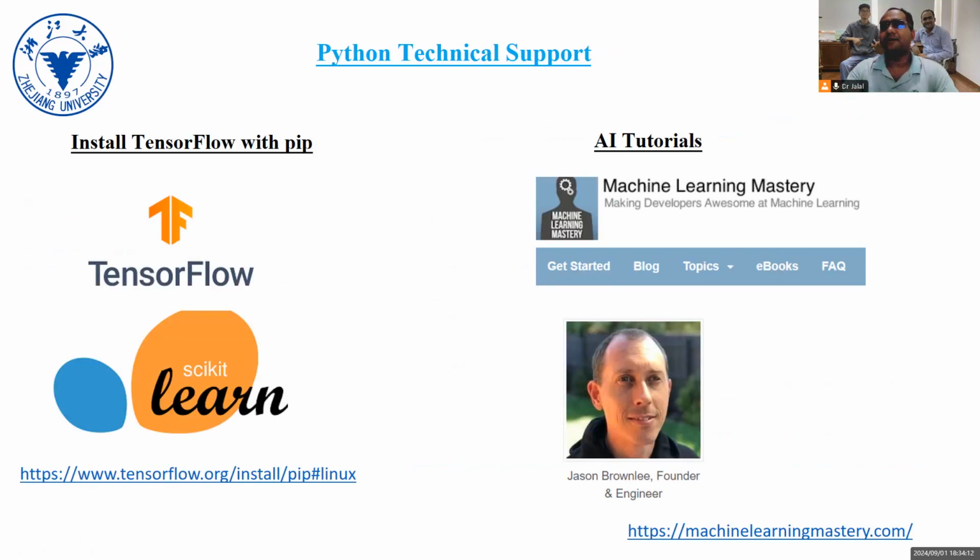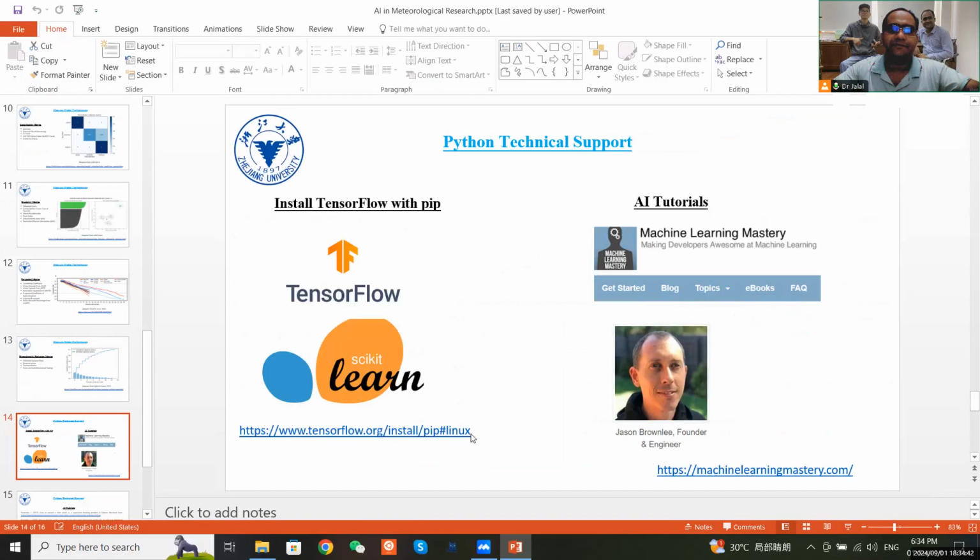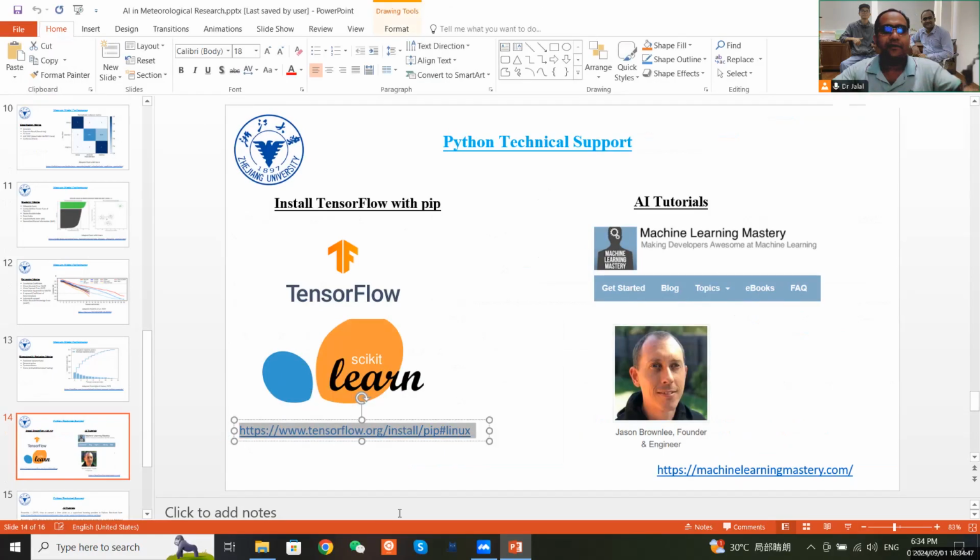Okay, that's the thing. Now we need the technical support, the real example. We need to install TensorFlow and scikit-learn. TensorFlow is dedicated to deep learning models, and scikit-learn is for machine learning. But if we install TensorFlow, scikit-learn comes together, so we don't need to install scikit-learn any more. So we can copy this link. Okay, I will share this PPT.